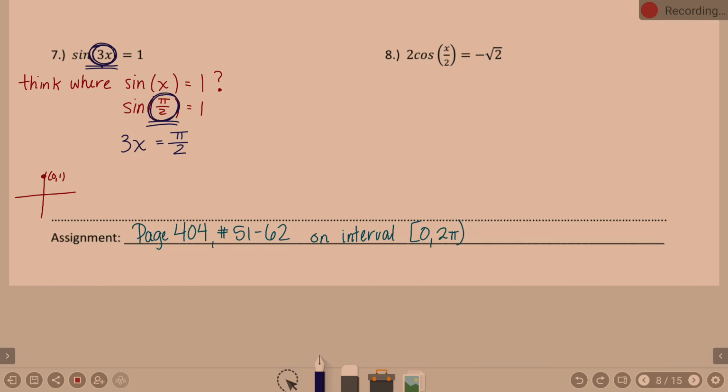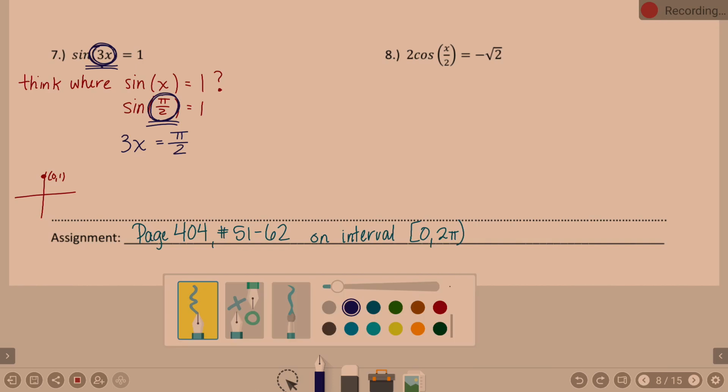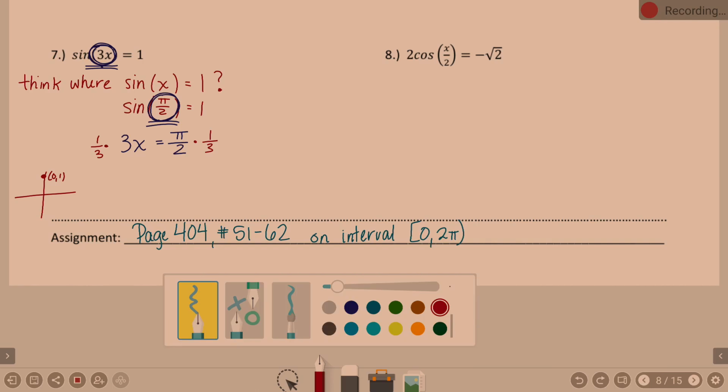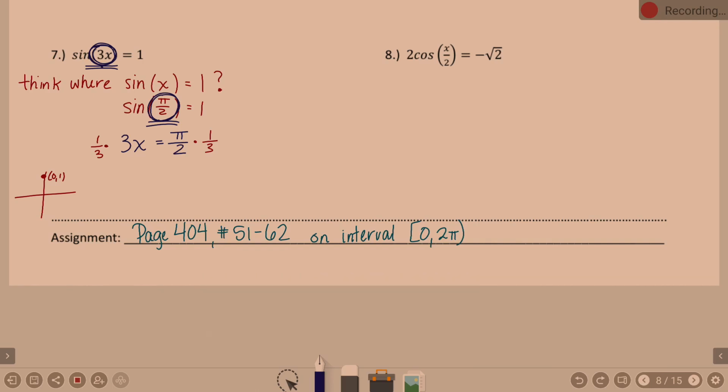How do you solve that? Divide by 3, which is also multiplying by 1/3. And I'm saying multiply by 1/3 because I'm looking at this fraction on the right. So when I multiply 1/3 of 3, that leaves me with x. What's pi over 2 times 1/3? Pi over 6.